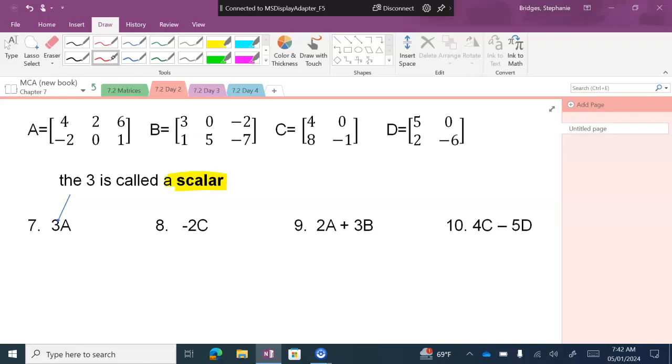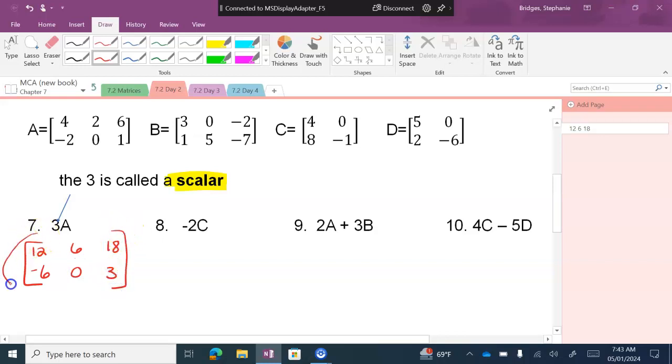So if I take every term in matrix A, every element, and multiply it by 3, so 4 by 3 gives me 12. 2 by 3 gives me 6. 6 by 3 is 18. Negative 2 times 3 is negative 6. 0 times 3 is 0. And 1 times 3 is 3. And that is all you have to do for that. Make sense? Go ahead and try number 2 then.